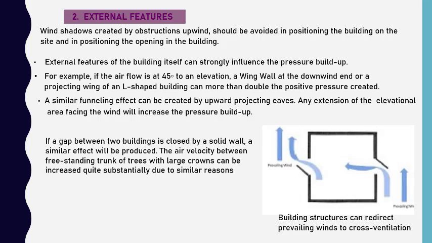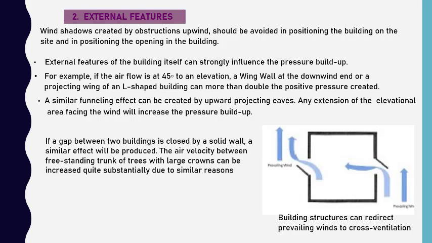For example, if the airflow is at 45 degrees to an elevation, a wing wall at the downwind end or a projecting wing of an L-shaped building can more than double the positive pressure created. A similar funneling effect can be created by upward projecting eaves. Any extension of the elevational area facing the wind will increase the pressure built up.